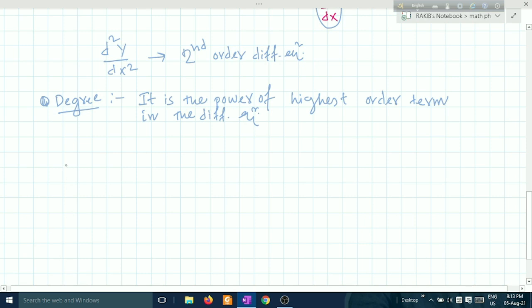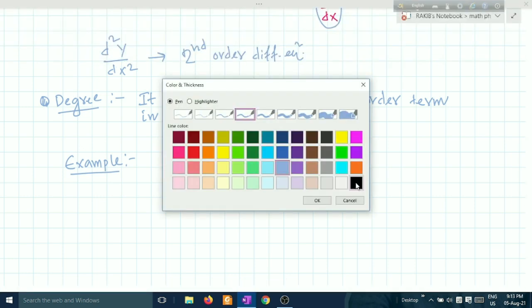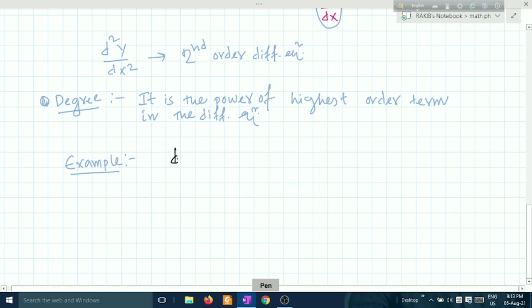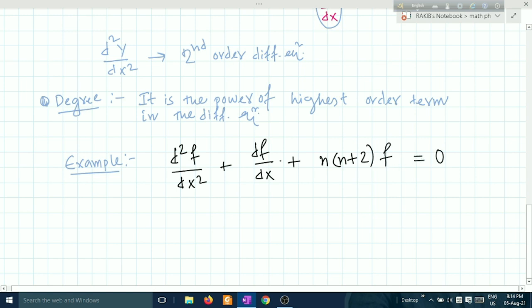Say, for example, I am writing an example just for understanding purposes. Let me change the ink first. Let me select a dark ink. Say d2f upon dx2 plus df upon dx plus n into n plus 2 into f is equal to 0, with a total power of 2. Then what is the order of this?